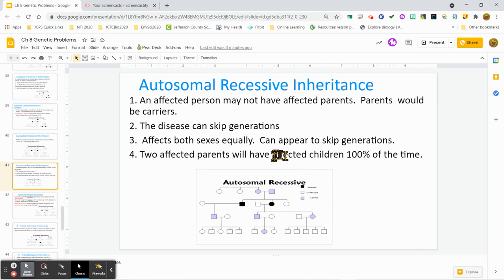It affects both sexes equally, and it can skip generations. Two affected parents will have affected children 100% of the time. So we don't have an example of that here because these are carriers, they're not affected.